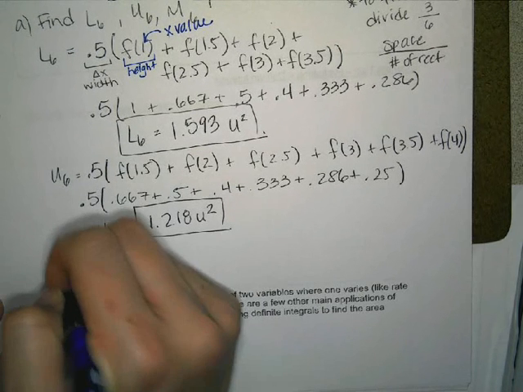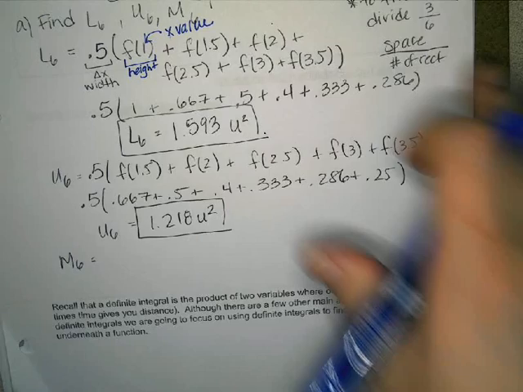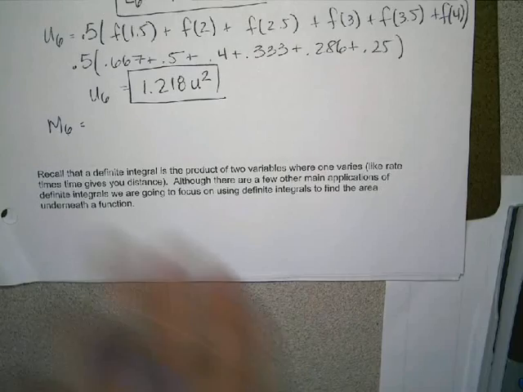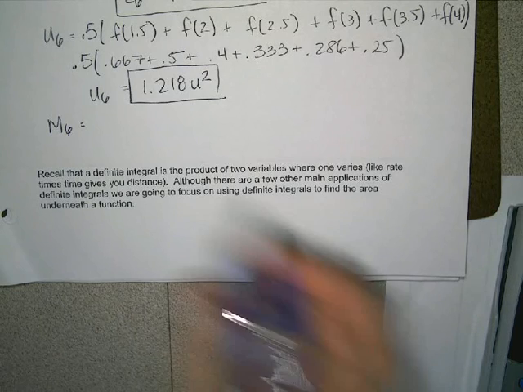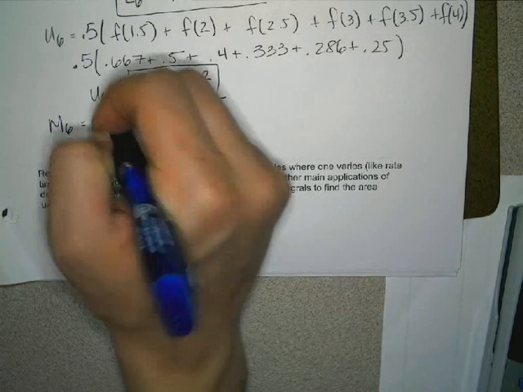TJ, what's 0.285? Okay, and what is this actually? We're going to set up M sub 6 together. 0.286. Okay, let's go with Chelsea. What's my width going to be for M sub 6? The same as the other two. Good, because we still have to fit 6 rectangles in, so the width's going to be the same.